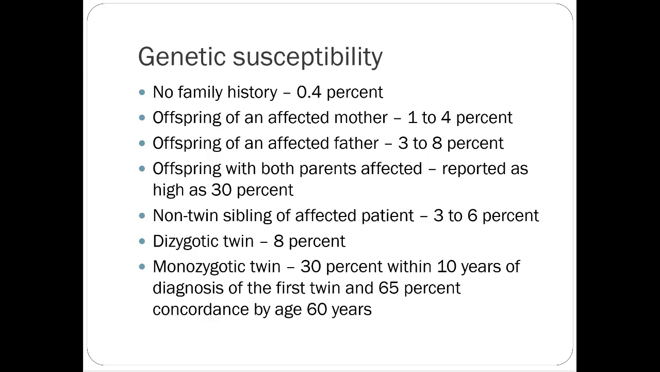As far as genetics go, I just put this on here for fun. Again, all this stuff is just for fun. None of it's testable. But looking at the differences for genetics, if you have no family history, you have quite a low risk of getting type 1 diabetes, and then it goes up substantially if you have different parents affected.